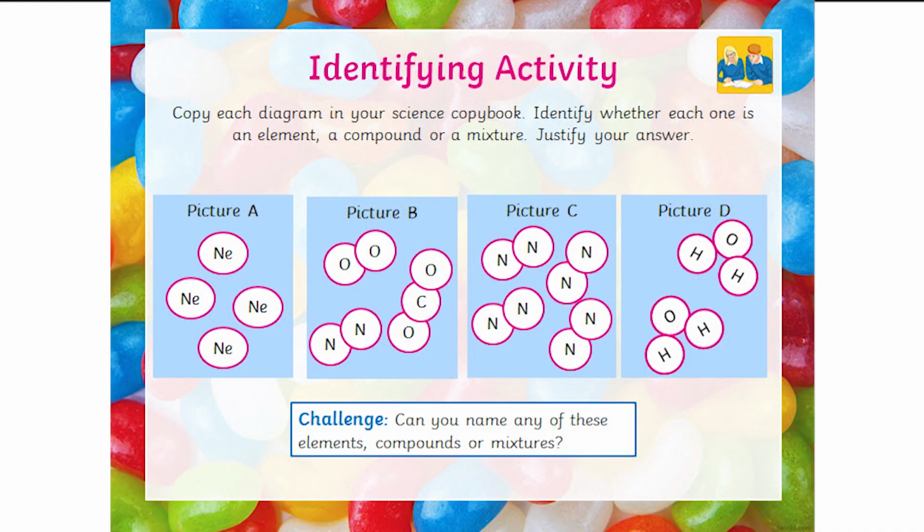Copy each diagram in your science copybook. Identify whether each one is an element, compound, or a mixture. Justify your answer. Pause the video, write your answers, then start it again when you're ready.